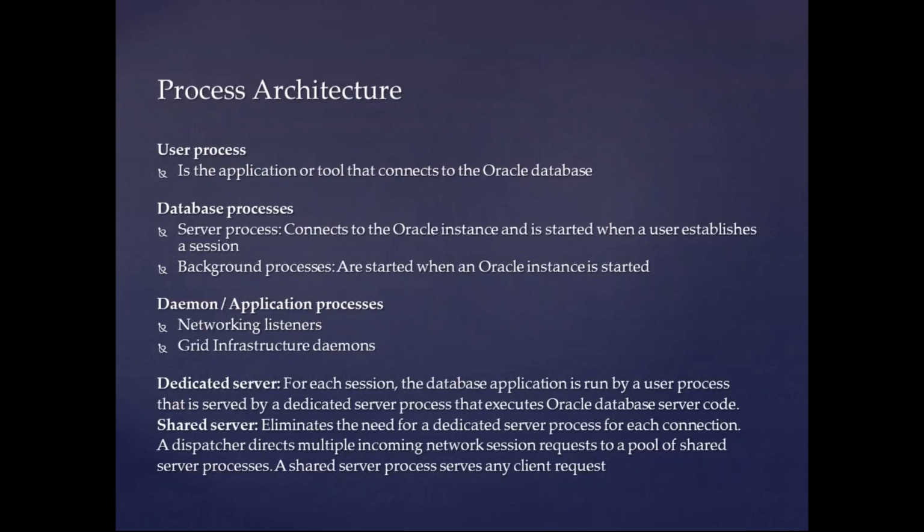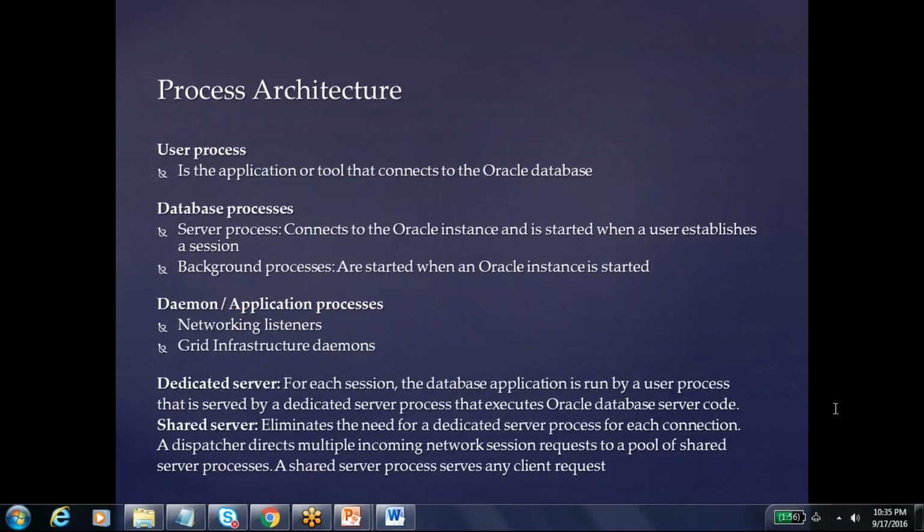Now come the database processes. There are two kinds of database processes: the first is the server process, and the second is the background process. The server process is the same one I told you about. When the user process initiates, it sends the data to the server process. There are multiple server processes handling user processes. Just assume 100 people are connected to the database and execute a query. So there would be 100 user processes.